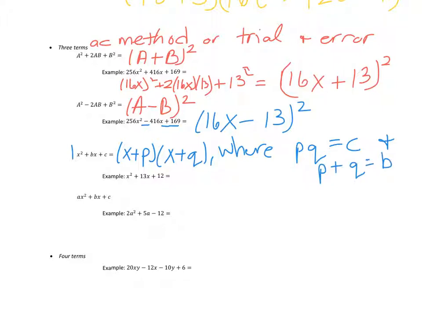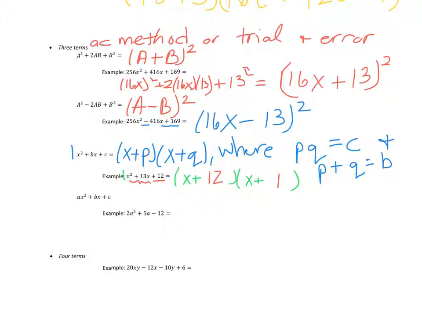All right, so this next example, it's three terms. Our leading coefficient is 1. Everything is positive, so that kind of helps the situation. Makes it a little bit easier. So we know both our binomials are going to be positive. So now we have to find two numbers that multiply to 12 and add up to 13. And those magic numbers are 12 and 1.